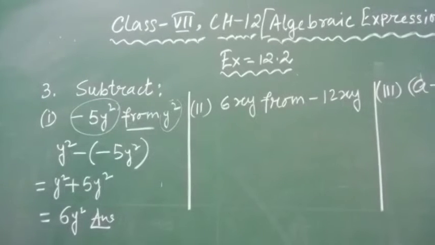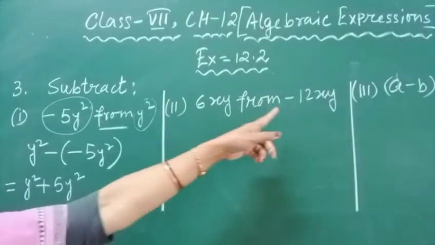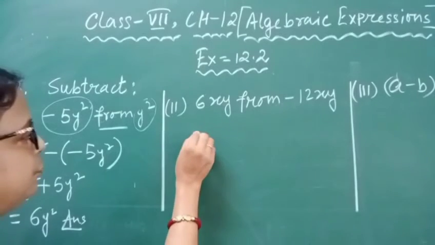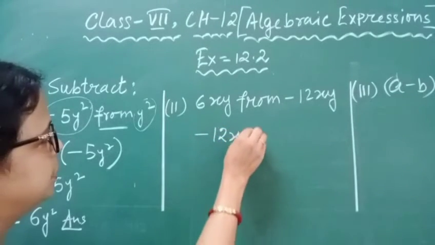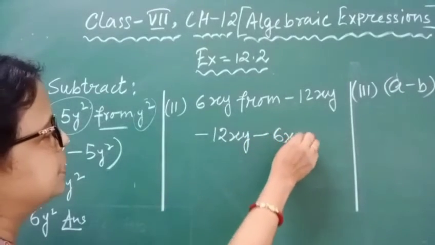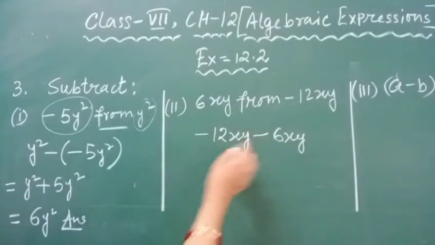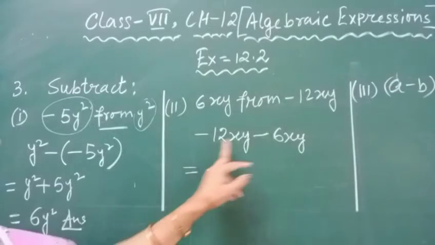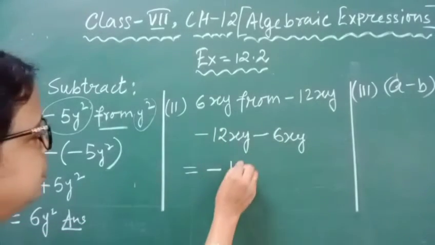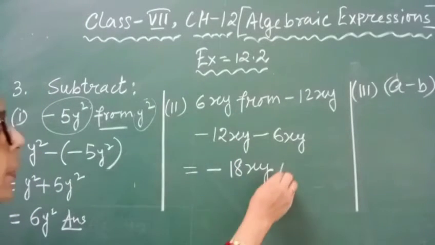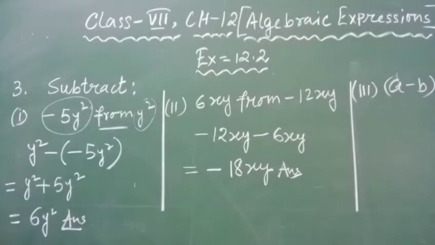Next question is subtract 6xy from minus 12xy. Again, from minus 12xy, so minus 12xy you need to write first, and from minus 12xy what we have to subtract? Subtraction sign, that means minus 6xy. Both are like terms, same sign, you need to add only, and the available sign will come in front. 12 plus 6 will be 18xy, and both are minus, so minus 18xy. Understood?